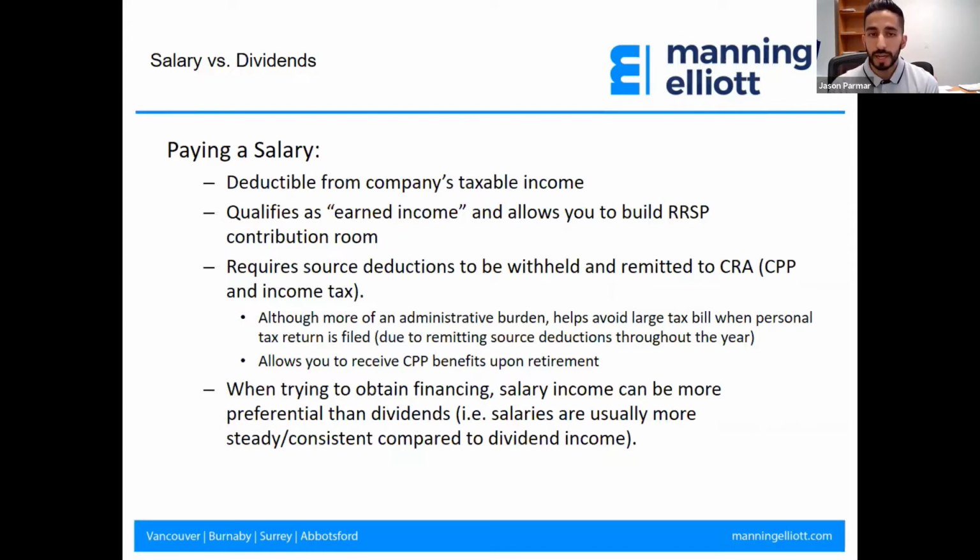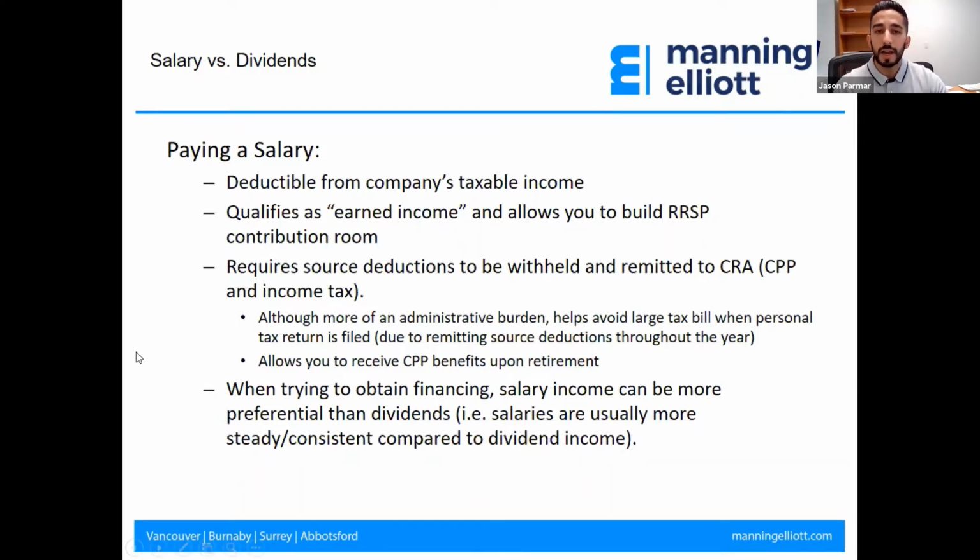Now, the one drawback is salaries do require you to remit source deductions as the salaries are being paid throughout the year, which would include your Canada Pension Plan, so CPP, as well as income tax. Although this is more of an administrative burden, it does help avoid a large tax bill when you file your tax return at the end of the year. You're effectively prepaying your tax throughout the year, which some people do prefer. Another benefit to the fact that you have to contribute to CPP is that when you do eventually retire, you're eligible to receive CPP benefits.